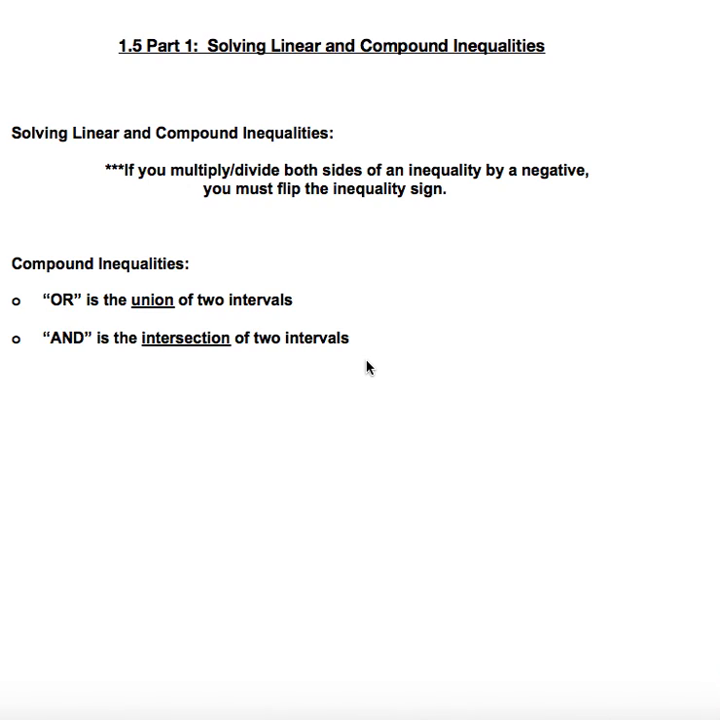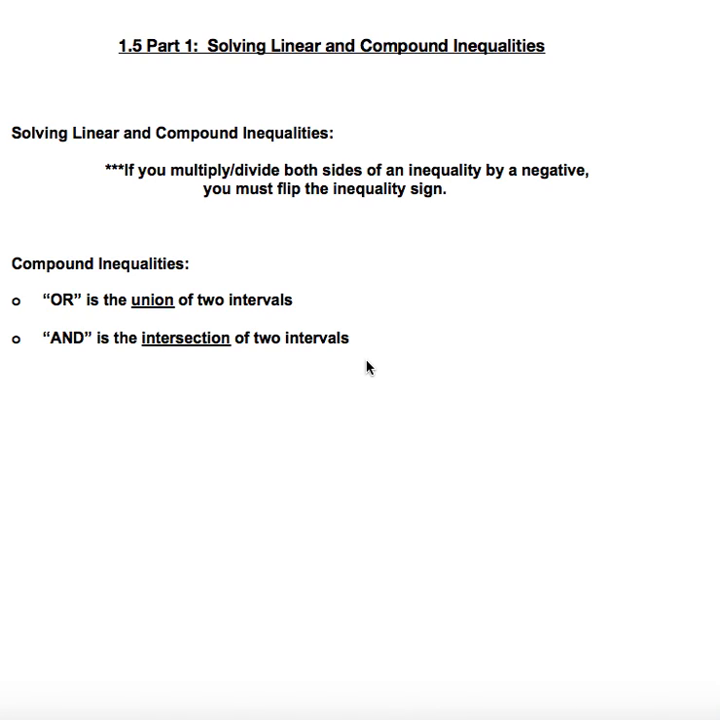Section 1.5, Part 1, Solving Linear and Compound Inequalities. The first thing you need to know is that when you're solving linear and compound inequalities, it's very similar to when we were solving just basic linear equations, which we did back in 1.1. So you're going to find that we're doing something very similar.